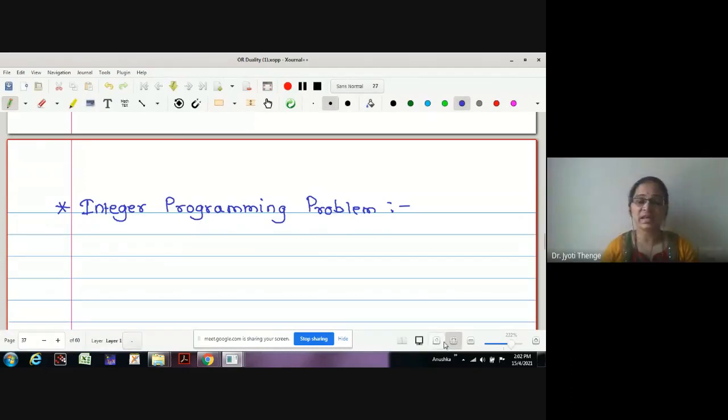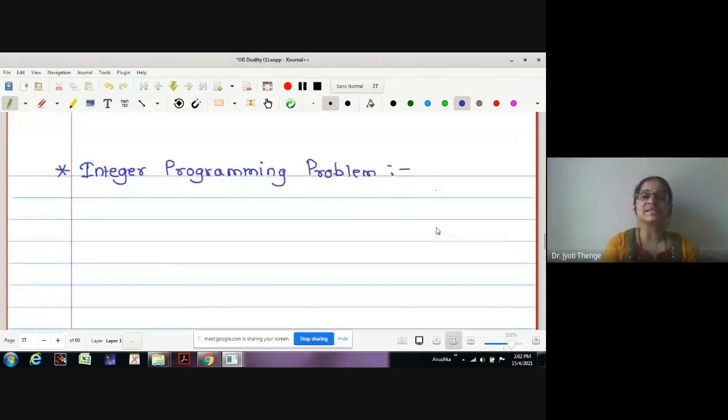See, I am giving a focus on 'only'. We cannot adopt a fractional value. Therefore, those linear programming problems which deal with integer value variables, or which give the integer value of the decision variables, are called integer programming problems. Correct?